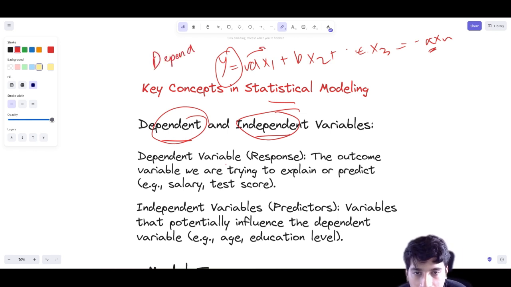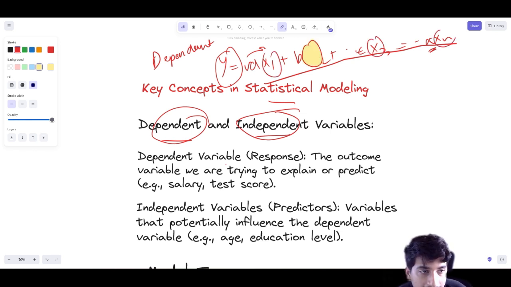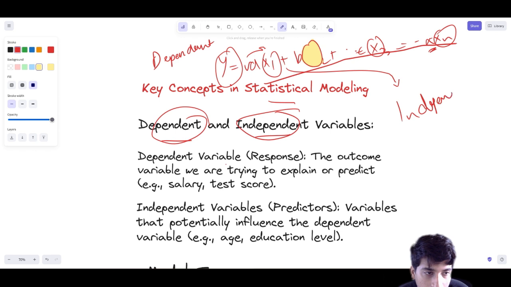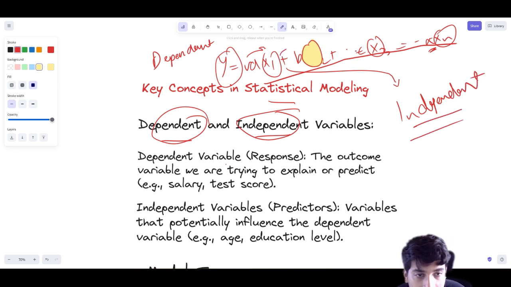Why? Because it is dependent on these values, ax1 plus bx2 plus cx3, and x1, x2, x3 till xn are known as independent variables. Why? Because these values do not depend on any other criteria. This value does not depend on that value, x2 does not depend on x3, and x3 does not depend on any other criteria. So it's known as an independent variable.